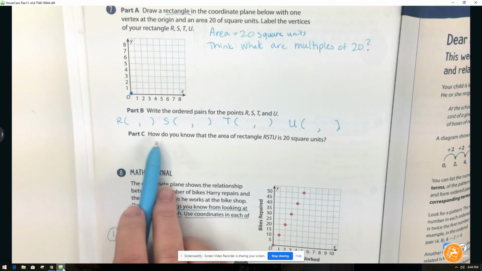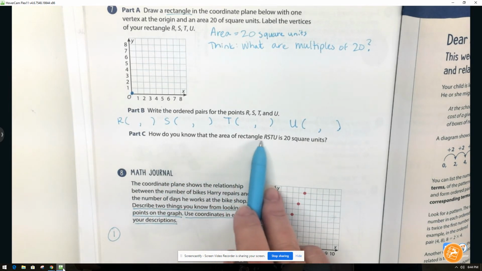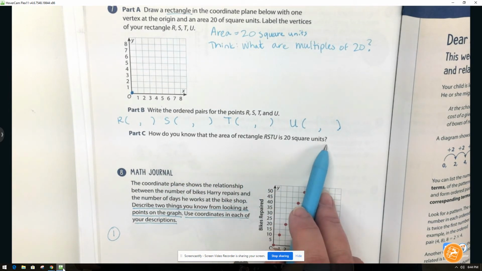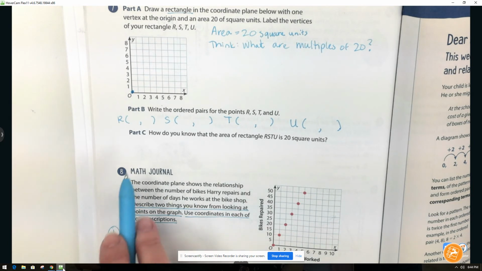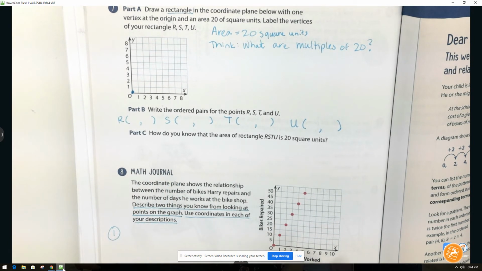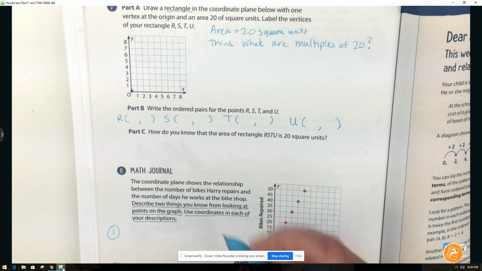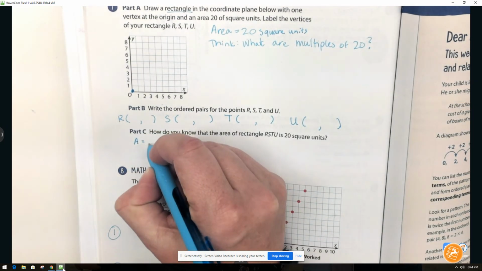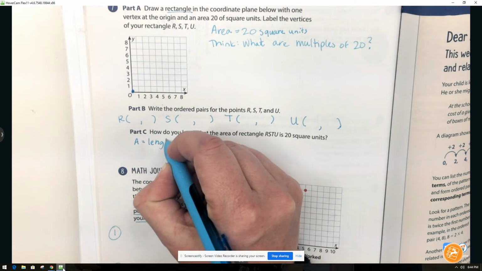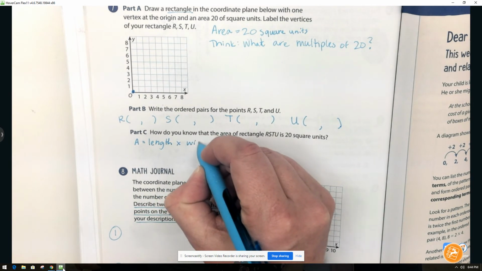Then for part C, how do you know the area of the rectangle RSTU is 20 square units? Just use the equation and show me how you know that the area would be 20 square units. Using what you know, the area equals length times width.